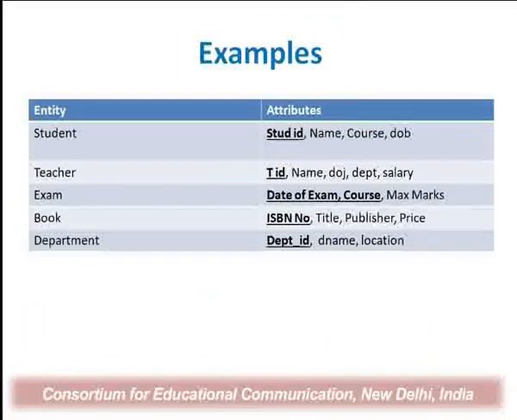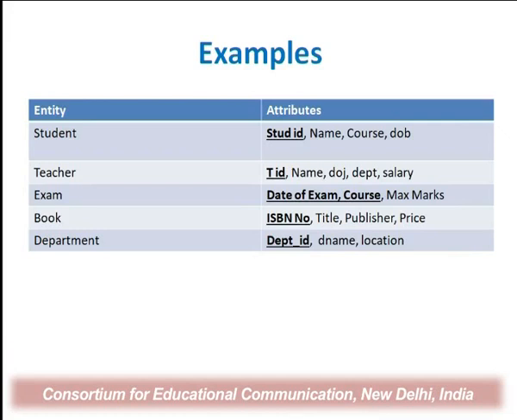So, you have different types of attributes which can be stored in the tables using multiple columns, and then you create these tables by rows and columns. If you have an entity like a student, it will have attributes like student ID, name, course, and so on. For a teacher, you will have teacher ID, name, date of joining, department, salary. Similarly, n number of different entities can be identified from the system, and each entity will have its own attributes.